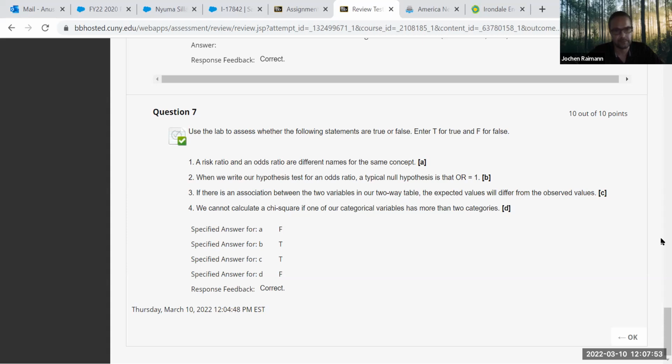Then the second question is, when we write our hypothesis test for an odds ratio, a typical null hypothesis is that OR equals 1. You particularly indicated that your question was the third part, right? This goes hand in hand with what I just mentioned.